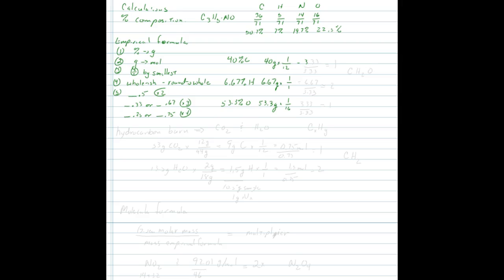This turns out to be 3.3333, this is 6.67, and this is 3.331, and so on, round it off. Smallest number, 3.33. The top one is 1, the bottom one is 1, and this one is very close to 2. So CH2O would be the formula for that.